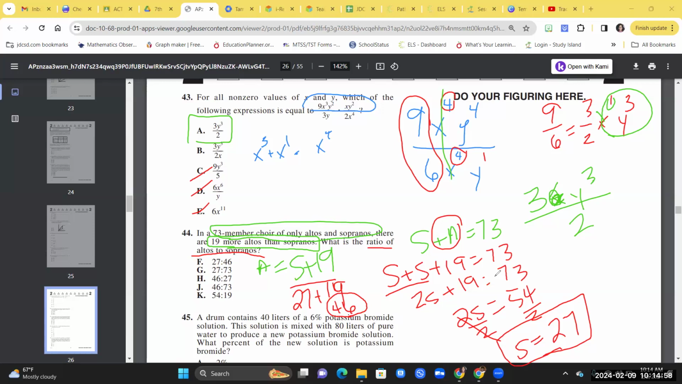A is 46, so it'll definitely be out of H and K, and then sopranos is 27, so it'll be H.